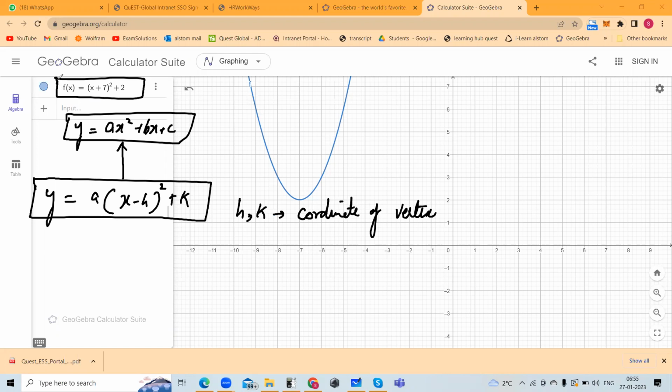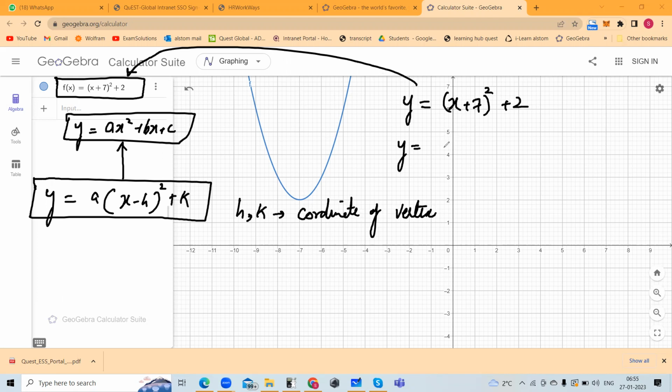See, we're having one equation here: y equals x plus 7, whole square, plus 2, isn't it? Now, if you'll be simplifying it, can you simplify this? Y equals x plus 7 whole square. How much should I write it? When you simplify it, it'll be y equals x plus 7, in parentheses, x plus 7, plus 2.